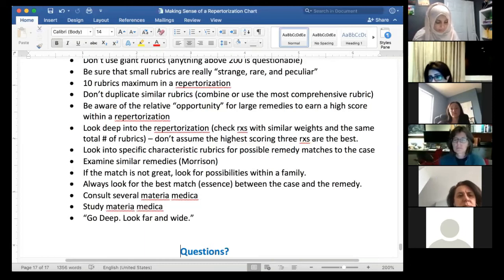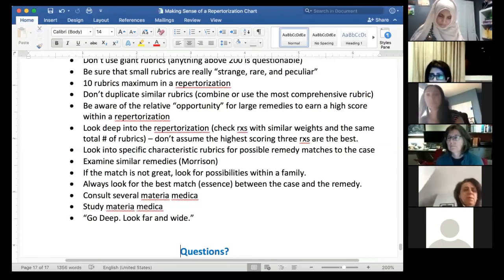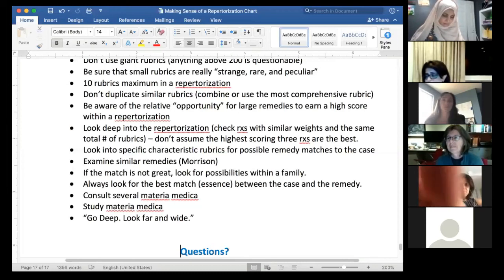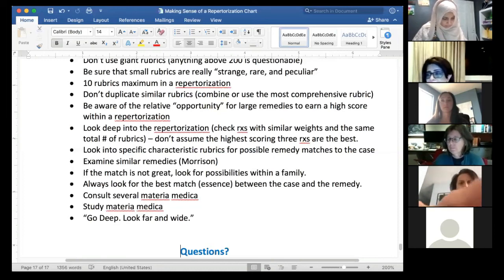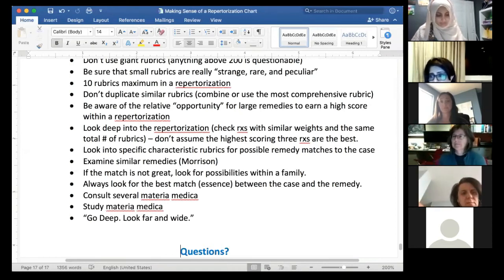Because we have to hunt, and the fit is there, but we do have to hunt for it. It doesn't just reveal itself when we put a few rubrics into a repertorization chart. You've got to think. There's a little bit of science in this, but there's also a lot of art in this whole process. And a lot of the art is finding those significant symptoms and then finding the appropriate rubric to fit that symptom.